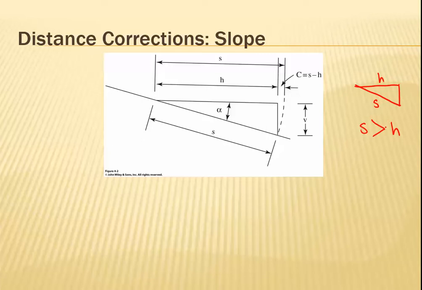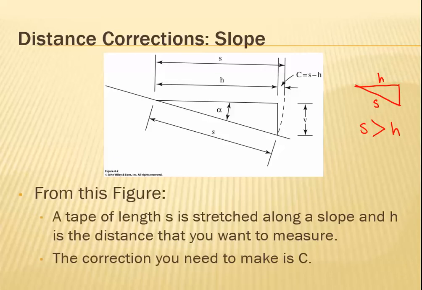The hypotenuse is always greater than either one of the sides. So with that in mind, there is a way to approximate what the correction is going to be, given that the grade is not greater than 10%. But we can also make this correction using trigonometry. So from this figure, a tape length S is stretched along a slope, and H is the distance that you want to measure. So you were only able to measure S, but you want to calculate H by making either a correction or by using trigonometry and just determining H. The correction you need to make is C.